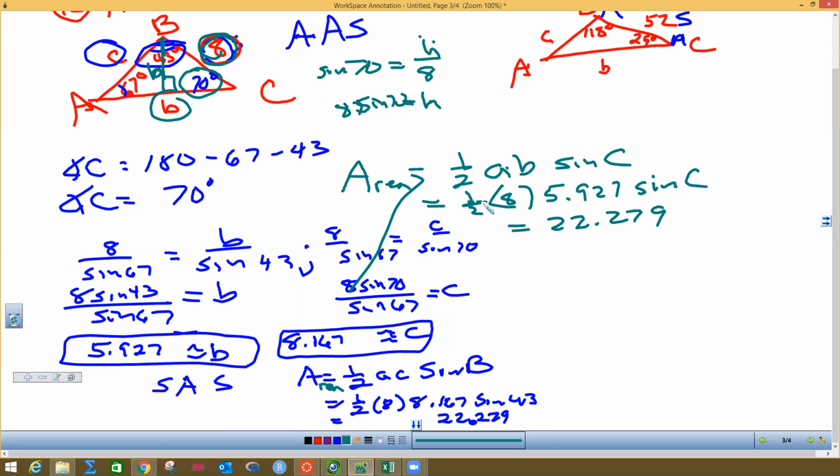So if you look, this is 1/2, this 8 and this 70. That's your height, and then that B right there is your base. You see, it's the 1/2 base times height thing. It's the same formula we've been using, except we had to figure out the height using SOHCAHTOA.